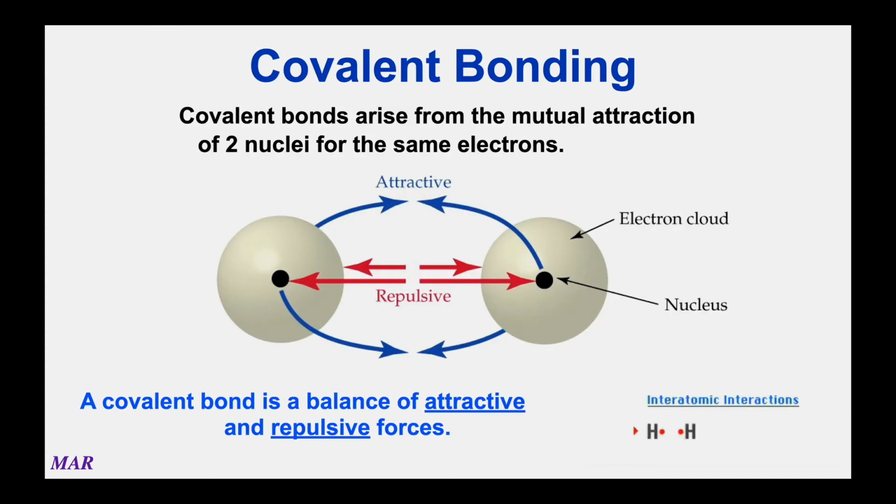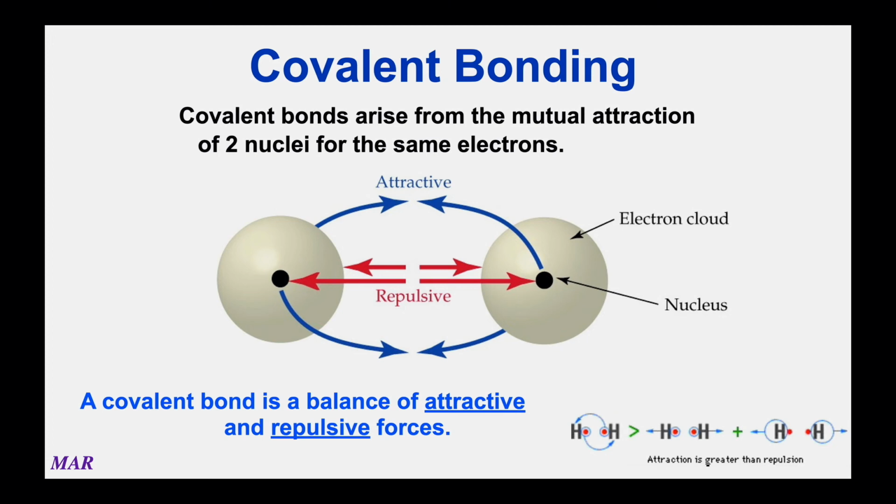Atoms have 3 distinct electrostatic interactions with each other. The electrons repel. Similarly, the nuclei repel each other. Finally, the electrons on each atom are attracted to the nucleus of the other atom. When this attractive force is greater than the combined repulsive forces, a chemical bond forms.